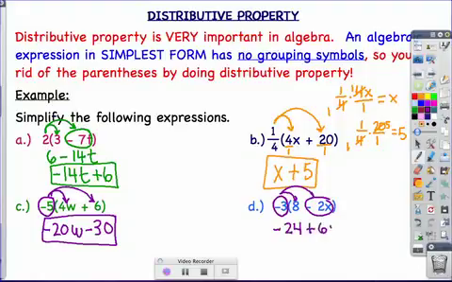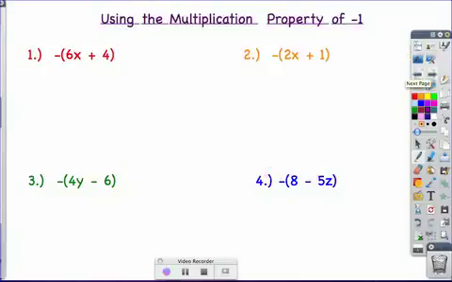Using the multiplication property of negative 1. These look like distributive property, except the factor in the front is just a negative sign. You can think of it as -1 and distribute -1 to each term in the parentheses. Essentially, you're taking the opposite of each of the terms. So we get -6x minus 4.